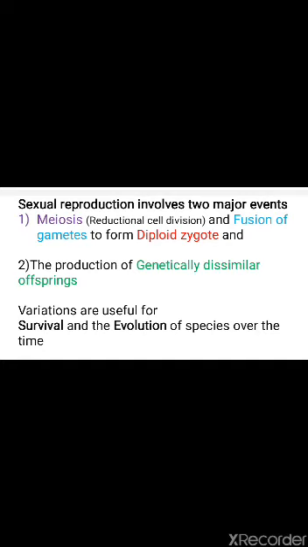Okay, so the first one is meiosis, and after meiosis the gamete formation takes place. Those gametes are haploid, that means male and female gametes get formed which are haploid. They fuse with each other and form diploid zygote.